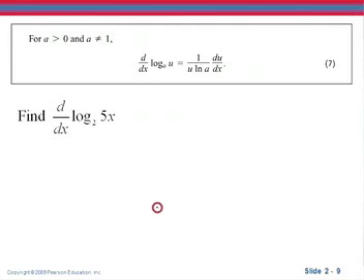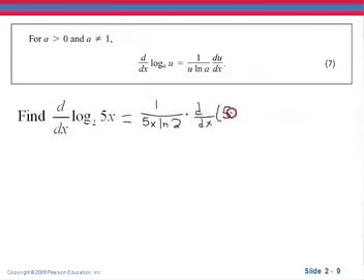Now one other rule we want to look at here: what do we do if we have the derivative of the log base a of u? That will be 1 divided by u times natural log of a times the derivative of u. So if I have log base 2 of 5x, that is going to be 1 divided by, in this case our u is 5x, times the natural log of our base, which is 2, and then we're going to multiply that by the derivative of our 5x.